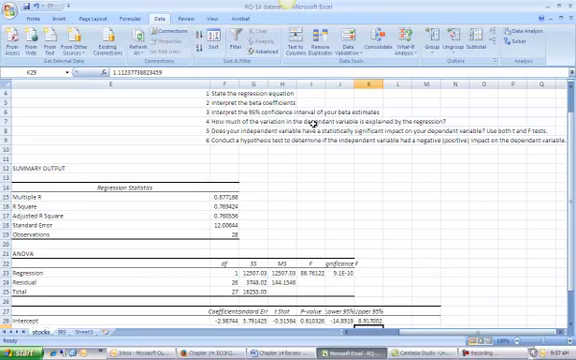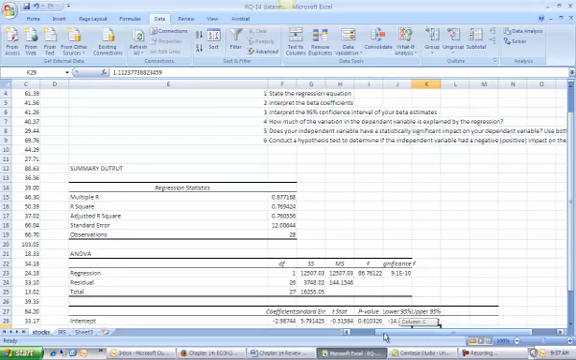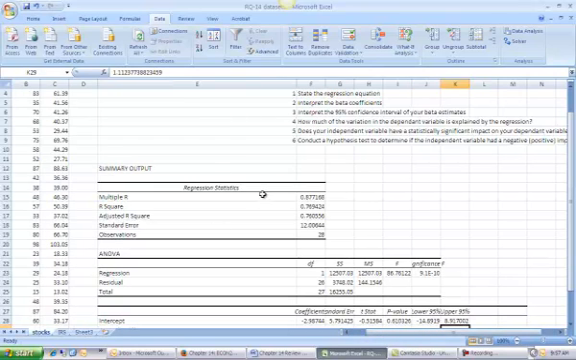How much of the variation in the dependent variable is explained by the regression? To find that answer, I look at the R-squared. And this says roughly 77% of the variation in Y is explained by my regression. In this case, it is explained by X. So roughly 77% of the variation in stock price is explained by fair value.